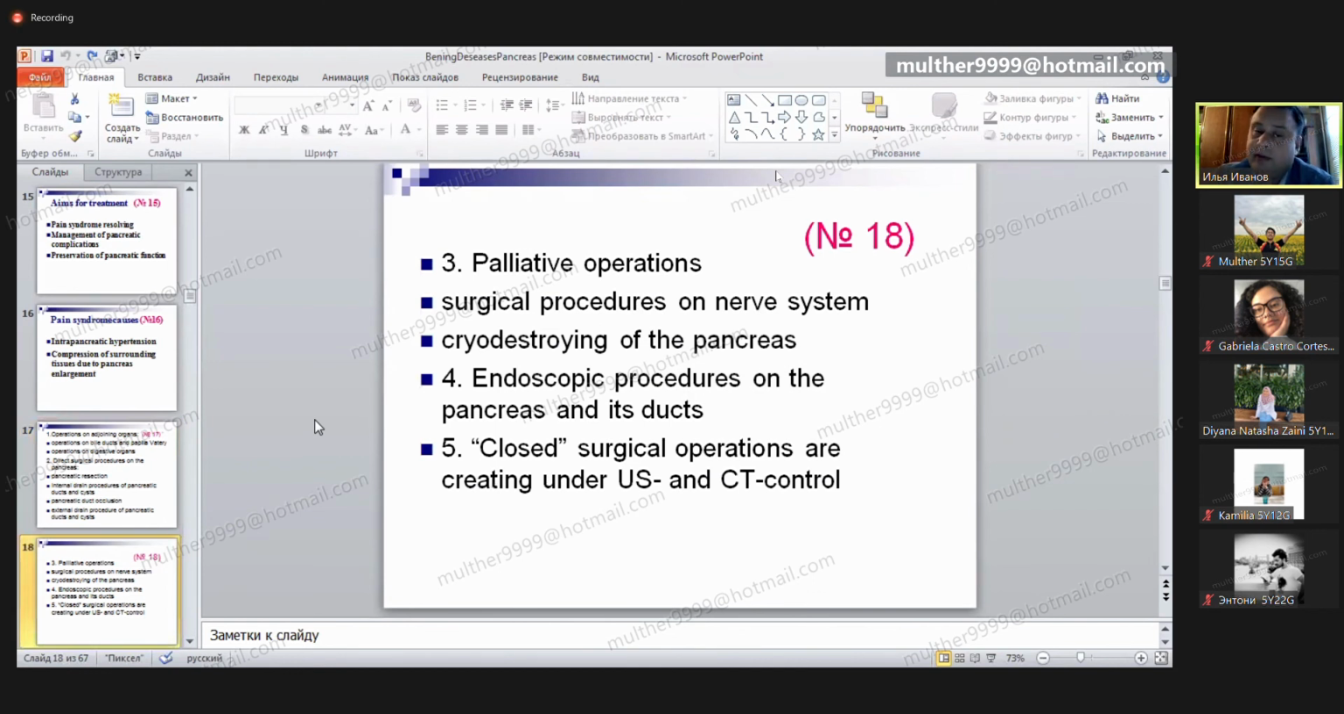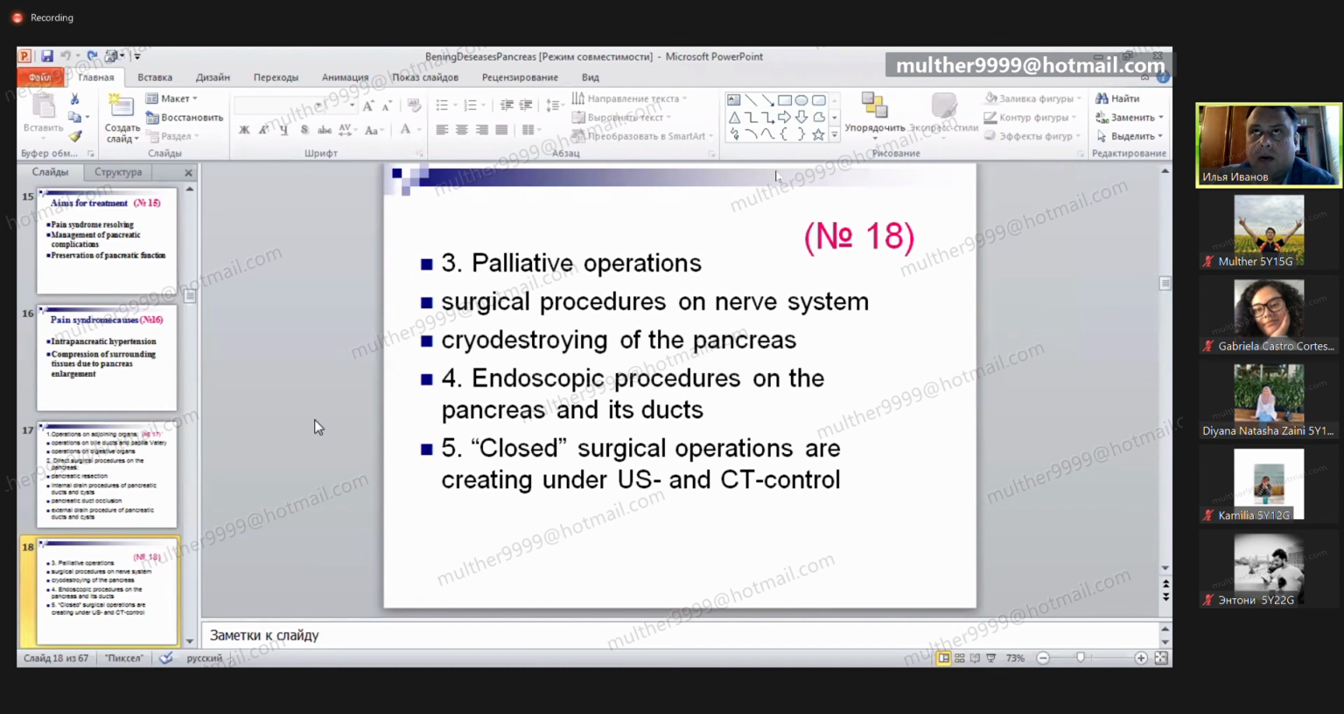The next, number 3, is the palliative operations, surgical procedures on the nervous system. It's some variants of the vagotomy. Today it's not a very popular procedure. The next, cryo-destroying of the pancreas. The next, endoscopic procedures on the pancreas and biliary ducts.